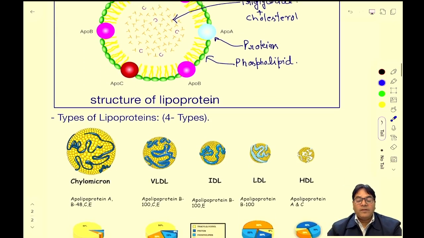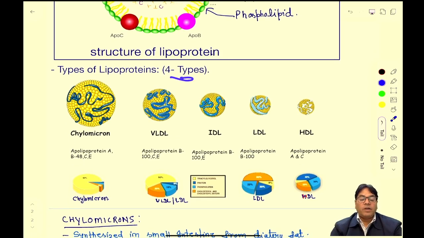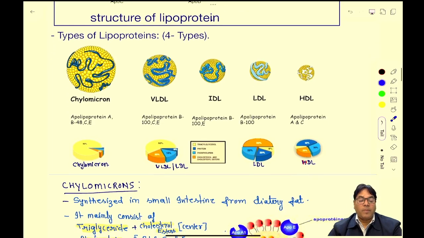The lipoproteins in our dietary food consist of mainly these types of lipoproteins: chylomicrons, very low density lipoproteins, intermediate density lipoproteins, low density lipoproteins, and high density lipoproteins. So they are the different types of lipoproteins in our food.